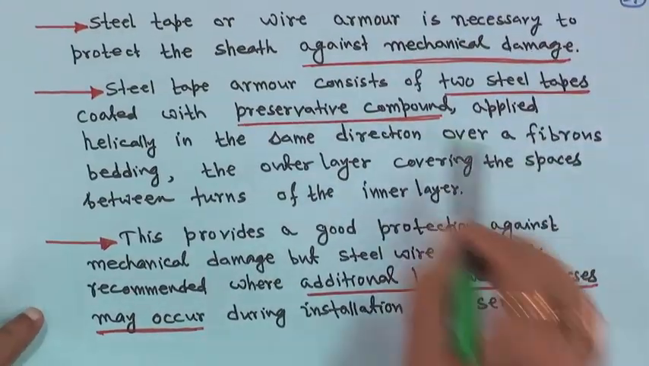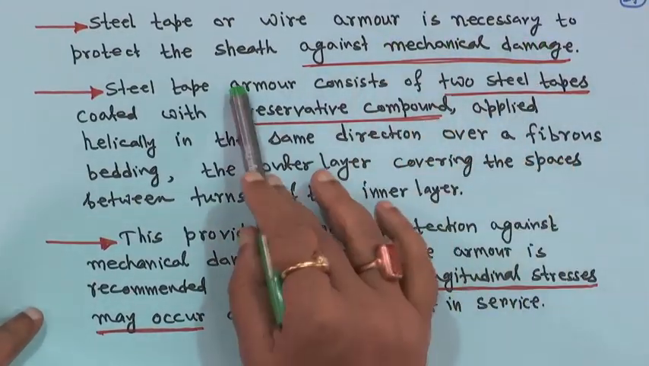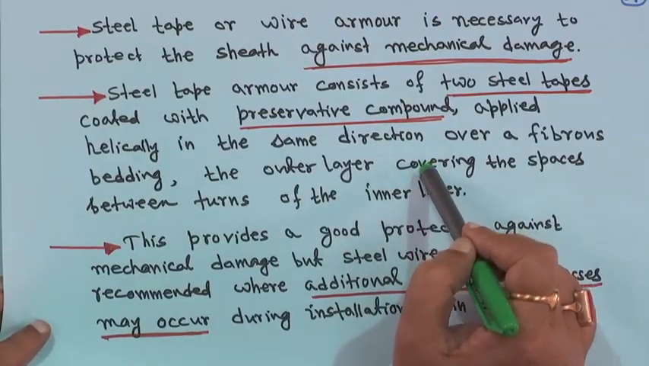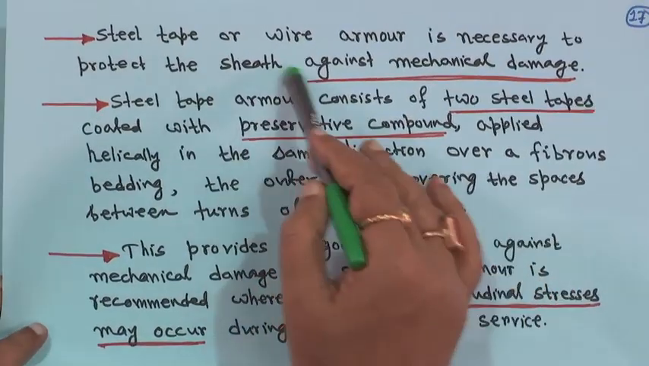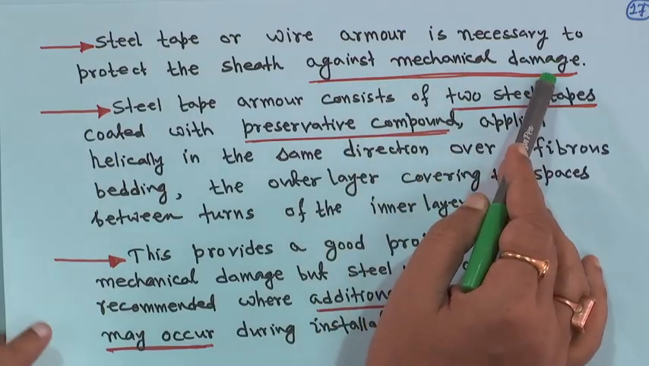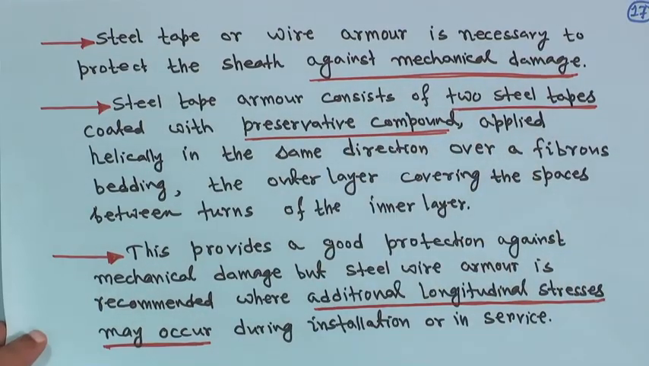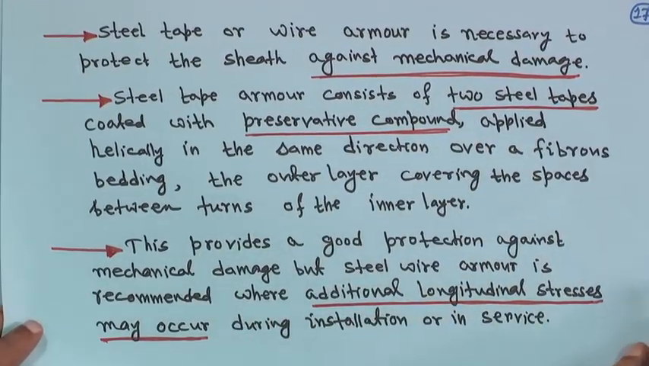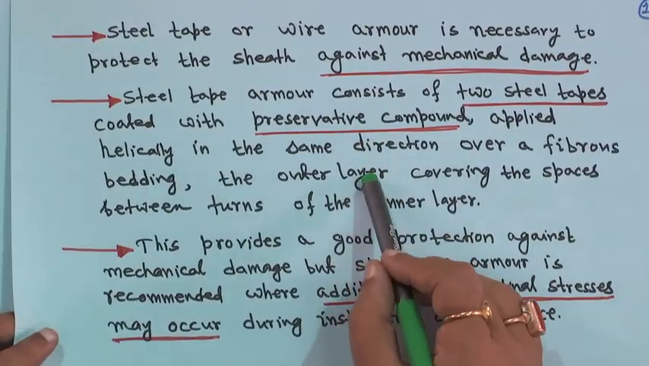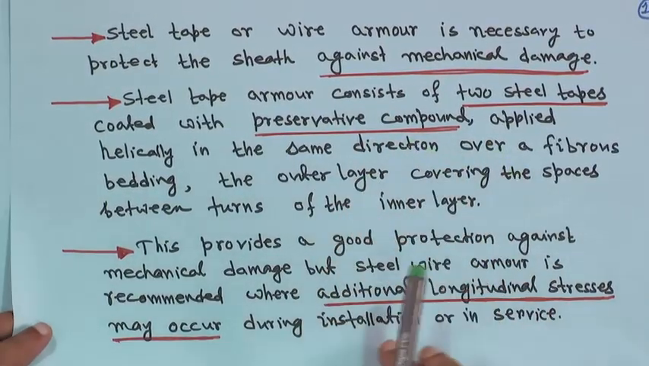For cables, several components are there, one after another, right. I will show you in a diagram how things are. Steel tape or wire armor is necessary to protect the sheath against mechanical damage. Look, we are protecting the insulation with the sheath. Now, steel tape or wire armor is necessary to protect the sheath against mechanical damage. That means you have to use another round of steel tape or wire, one after another. Steel tape is, to some extent, like an onion, one layer after another.